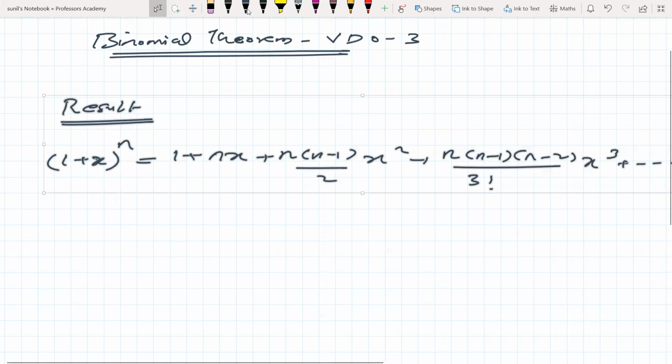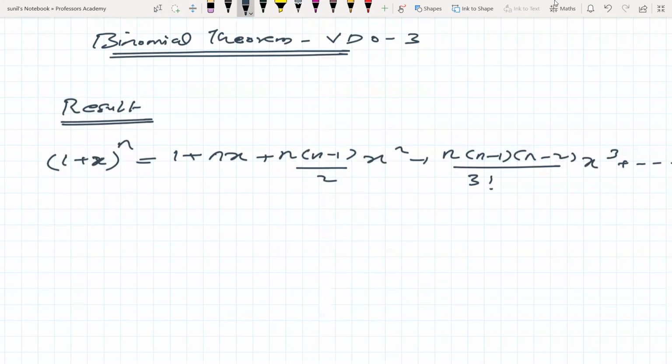So this is the result I am planning to use: 1 plus x raised to n equals 1 plus nx plus n into n minus 1 by 2 into x square, plus n into n minus 1 into n minus 2 by 3 factorial into x cube. This is the way.